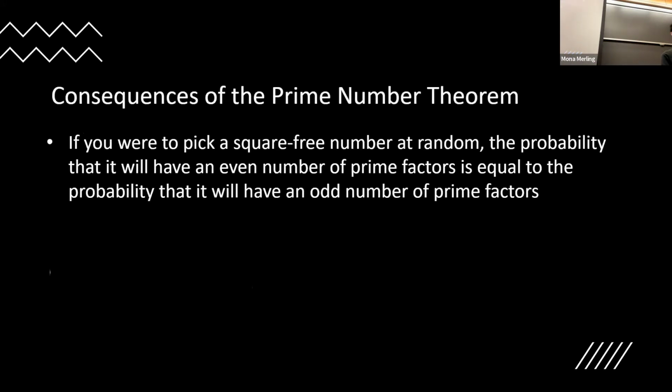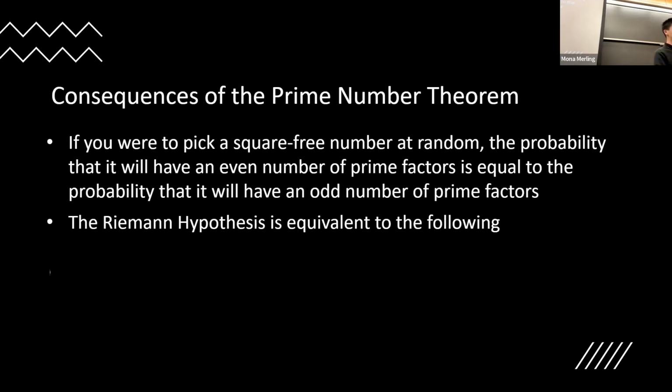So, some interesting consequences of the prime number theorem, some fun facts. The prime number theorem is also related to the Mobius function, which states that if you pick a square-free number at random, the probability that it will have an even number of prime factors and an odd number of prime factors is actually equal. They're both half.